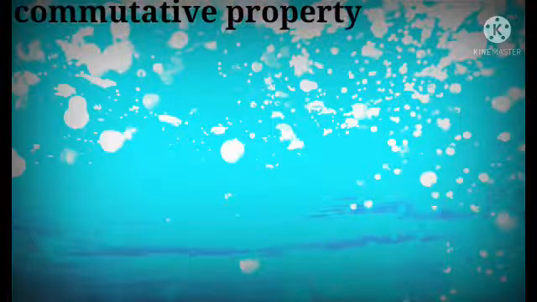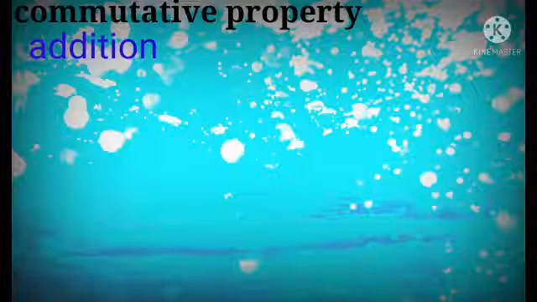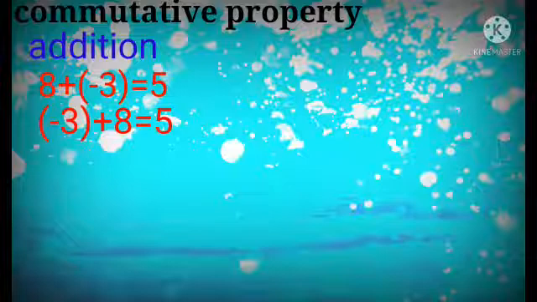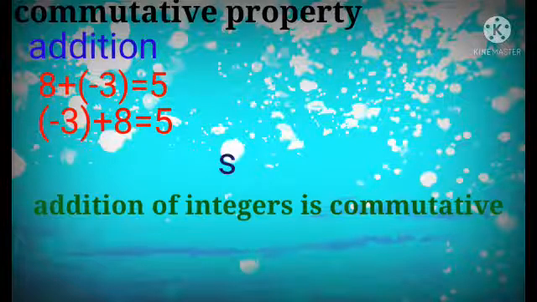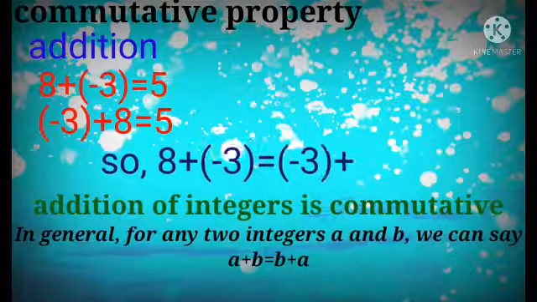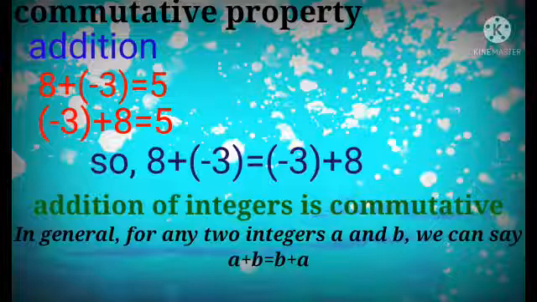Next one is commutative property under addition. Two integers can be added in any order. You will get the same answer. For example, 8 plus minus 3 equals 5, minus 3 plus 8 equals 5. Here you observe the numbers do not change, but you change the places, right? But you will get the same answer. So 8 plus minus 3 equals minus 3 plus 8. Then you can say that addition of integers is commutative. In general, for any two integers a and b, a plus b equals b plus a.